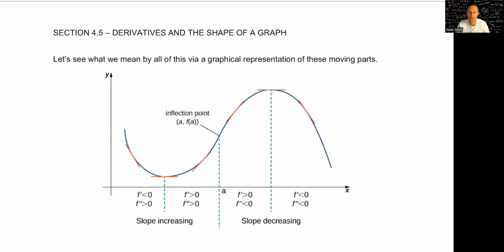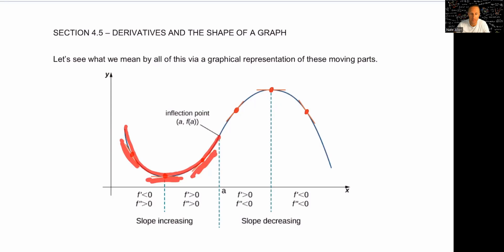Here's a graph of some curve, kind of looks like a sine or cosine wave. What would be true about these points in particular? Well, if we look at every one of those tangents that have been drawn, again, notice that they are on the outside. So where does my function lie? Well, here to here, it's above. My function is above. My tangent lines are below.